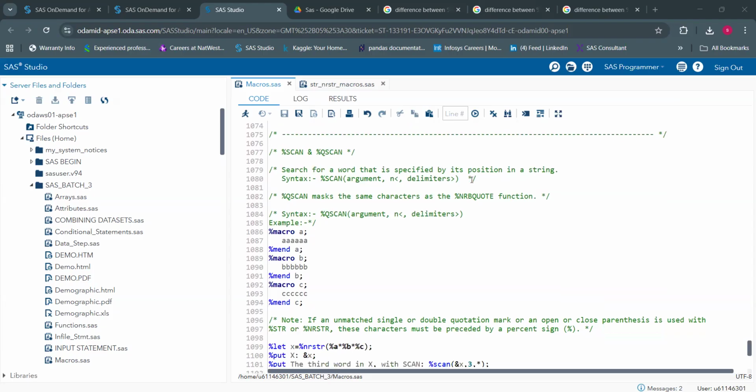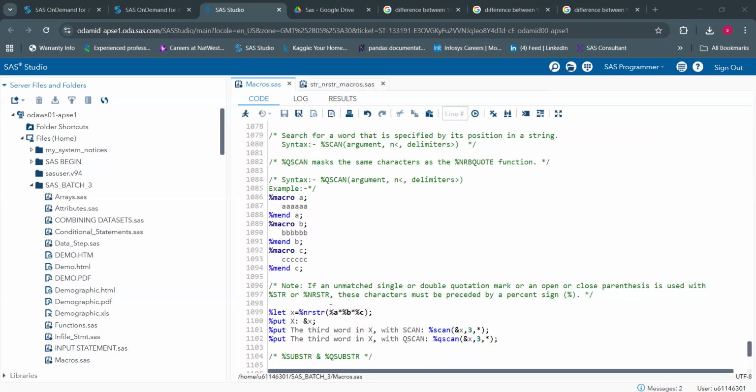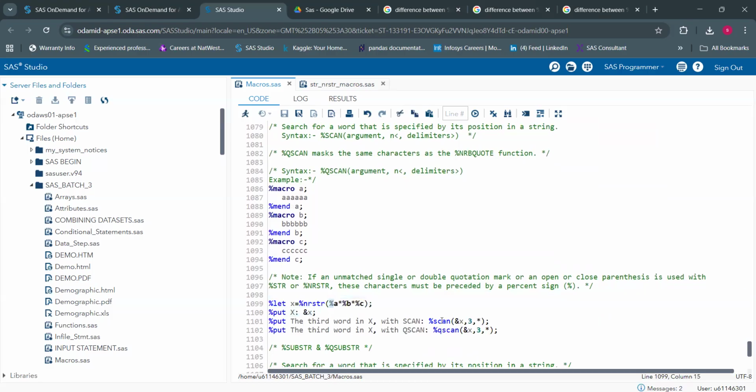So in macro we have two functions with the same kind of illustration. The only difference between SCAN and QSCAN is that QSCAN majorly works to mask ampersand and percentage symbols. So what happens in macros? We'll have these percentages and ampersands.